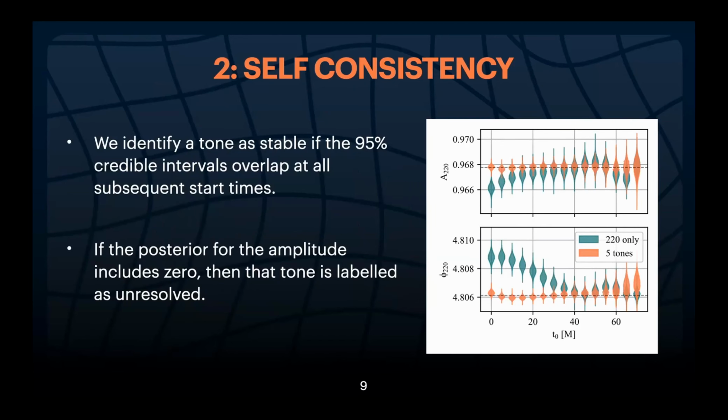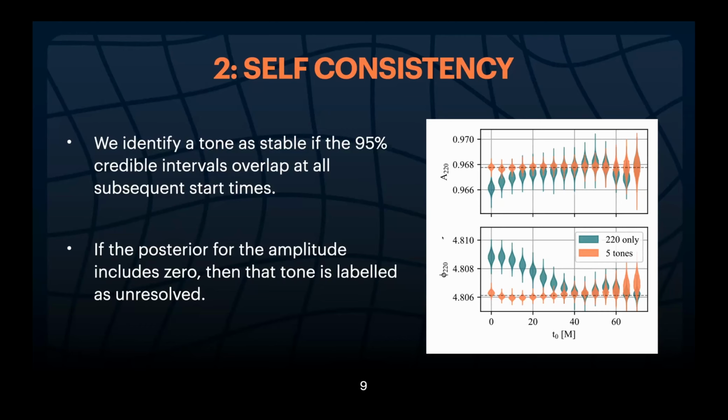So next we thought about what it would mean for these tones to be self-consistent. And the framework that we decided on was that we want our tones to match up at least at the 95% credible interval level at all start times that we measure. But then some of them will eventually become consistent with zero, and then that tone's unresolved, like it's not stable or unstable. And so that's what I'm kind of trying to show in this plot.